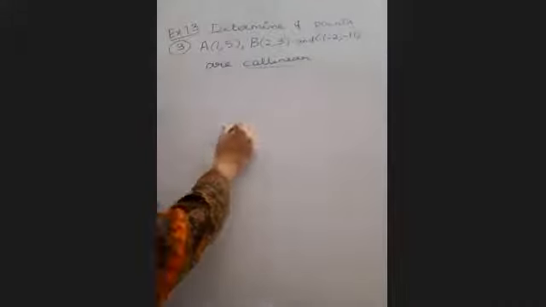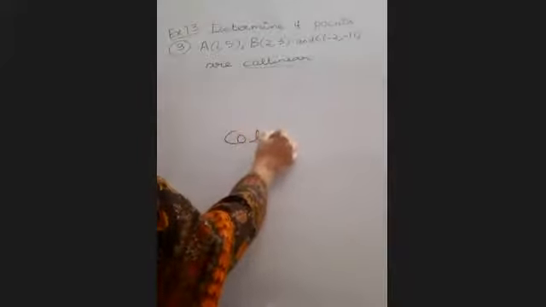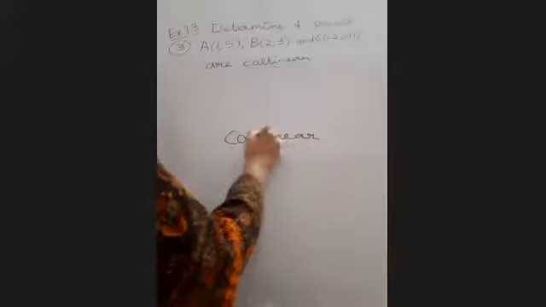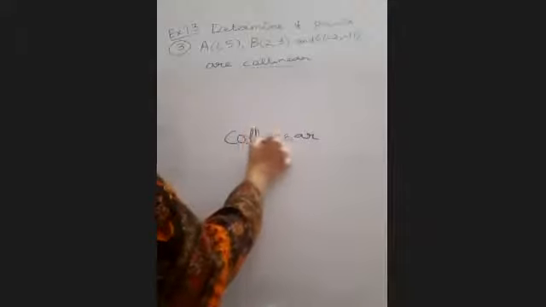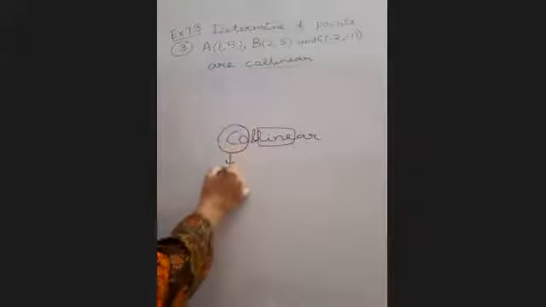Now let us discuss the meaning of the term collinear. What does the term collinear mean? Collinear has a double L; line is hidden over there. Line is the hidden term, and co is a prefix which means same.